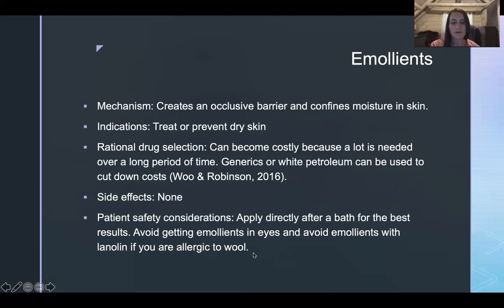And patient safety considerations: patients need to apply directly after a bath for the best results. Avoid getting them in the eyes and avoid emollients with lanolin if you're allergic to wool.